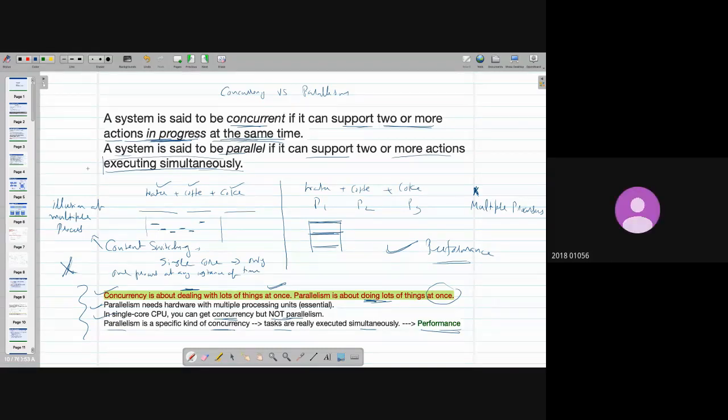Sir, how is concurrency better than serial programming, or why do we do concurrency, if serial programming delivers similar results?